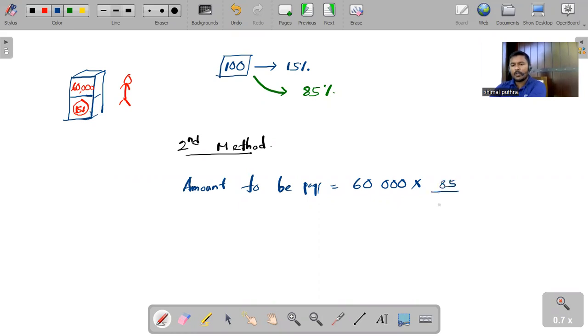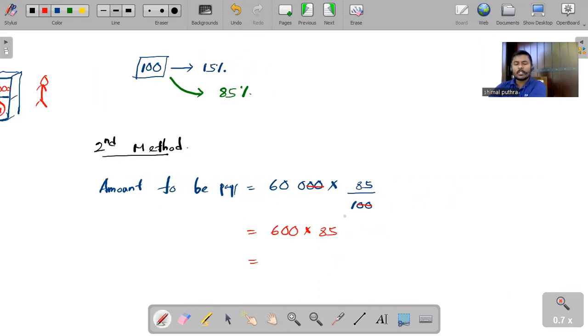That means 85 over 100. Then I can simplify. Zeros and zeros are cancelled. So this is just equal to 600 into 85. How can we simplify? Just forget about these two zeros. 6 into 85. Just write 85 into 6. 5 into 6 is just 30. The remaining is 6 into 8.